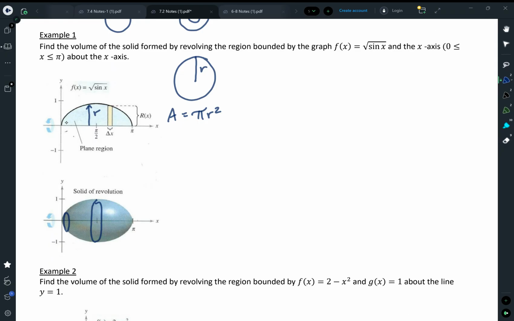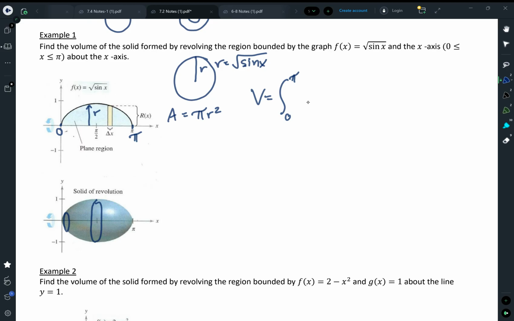So my radius changes, right? On one end it's really small, in the middle it's really big. But my radius is that square root of sine x. So we are now ready to put all this together. So to find my volume, I'm going to have an integral, and I'm going to go from 0 to pi. So I'm going from end to end, 0 to pi.